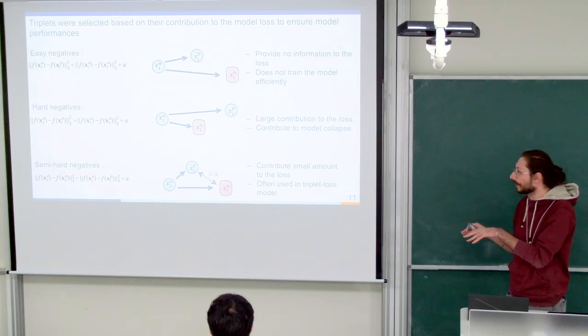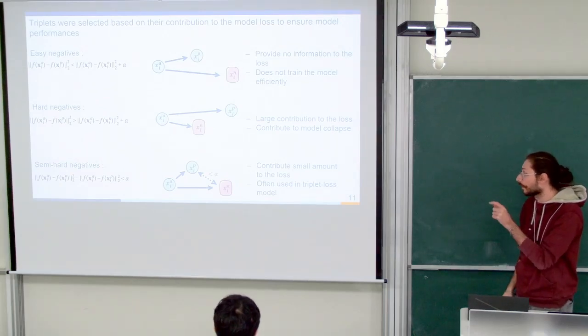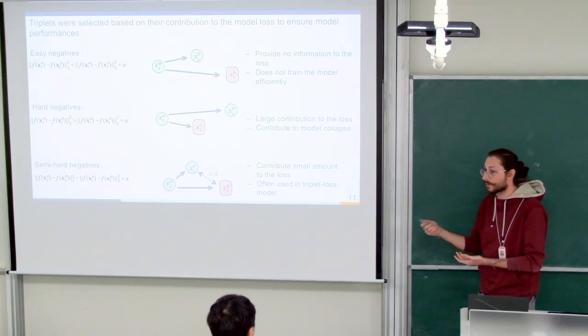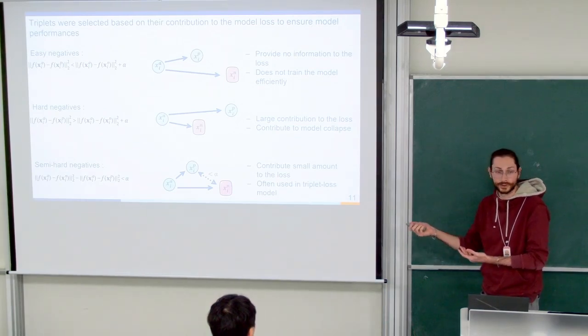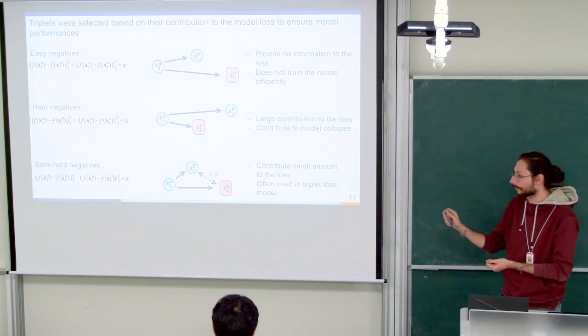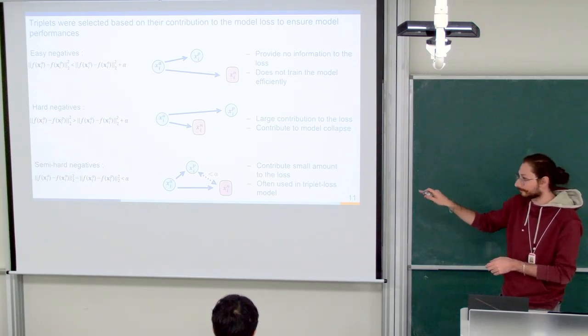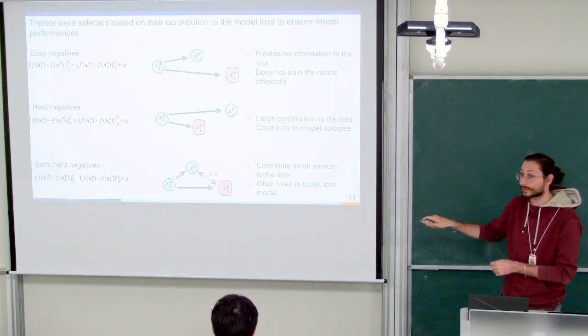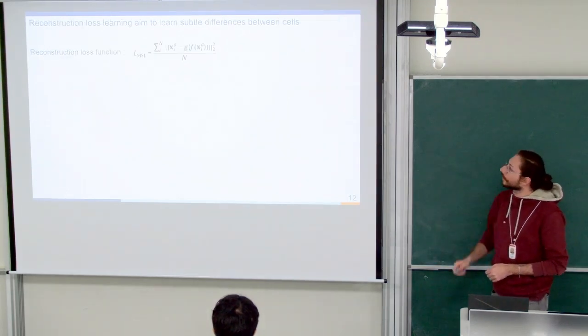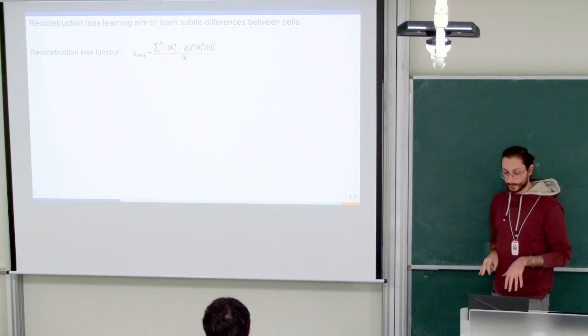So basically, this triplet will contribute a small amount of loss, but in practice, they are the ones that are often used for training the model. Is it clear for the triplet part? Okay. So this is for the triplet loss.